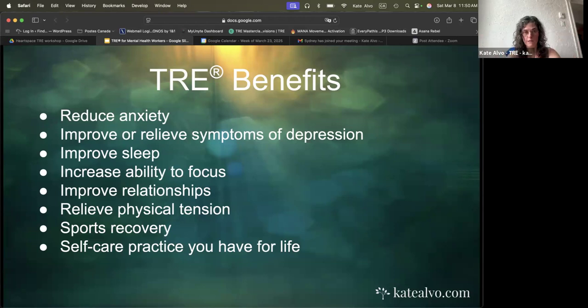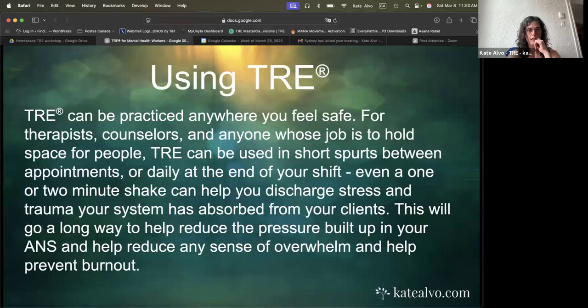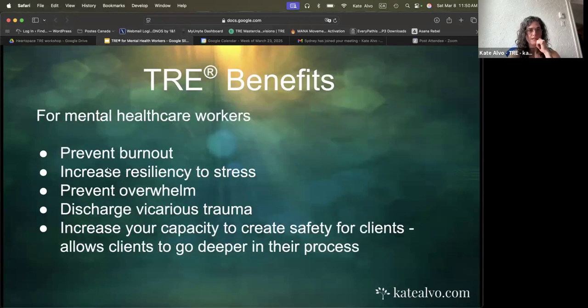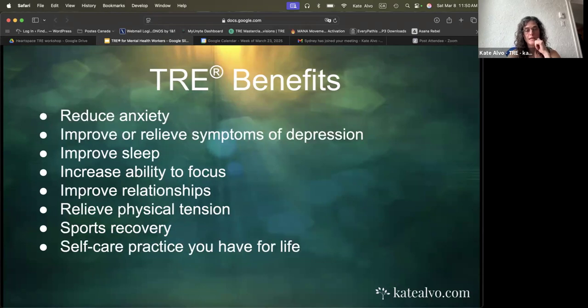They're both nervous system regulation practices, or methods, let's say. I'll get to the differences in a minute. But I just wanted to point out this idea of preventing burnout, increasing resiliency to stress, preventing overwhelm, and discharging vicarious trauma, which is super important when we are holding space for people who are going through stressful things.